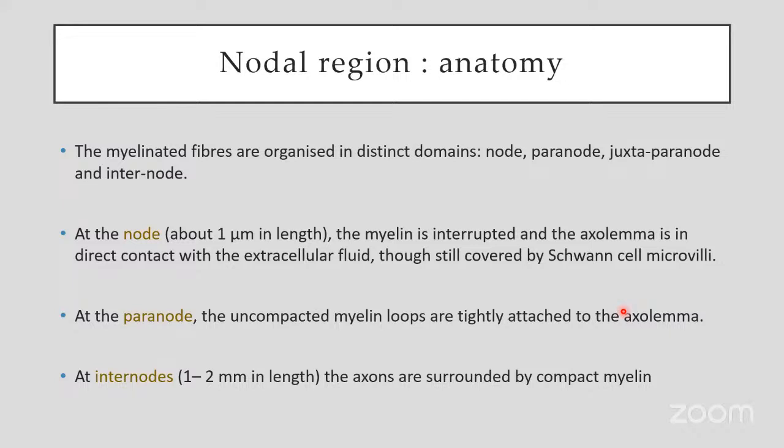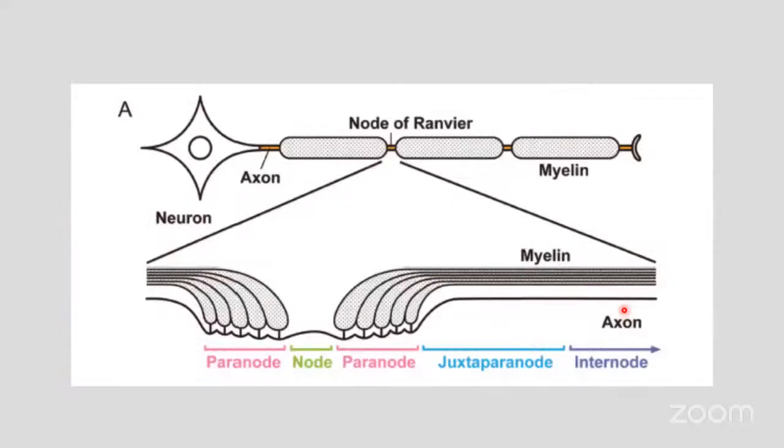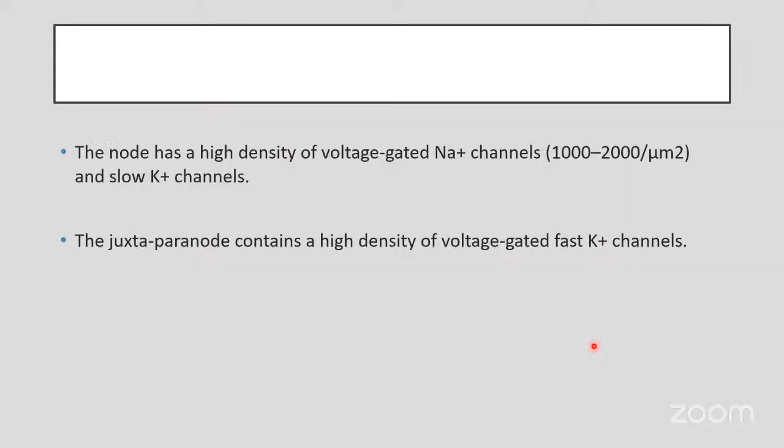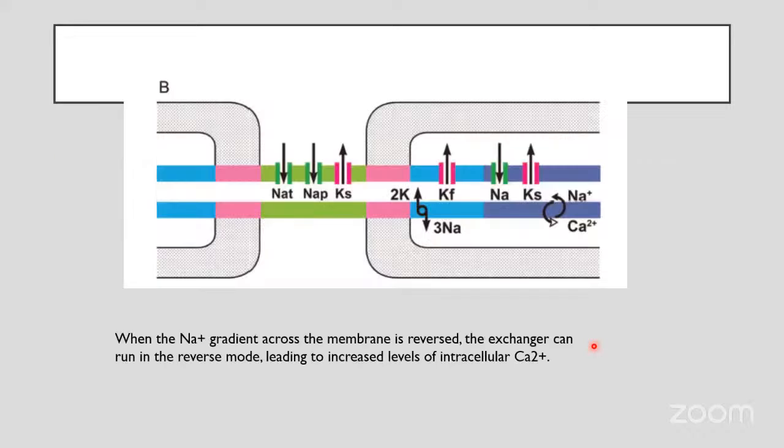paranode. The uncompacted myelin loops are tightly attached, and at the internodes, the axons are surrounded by compact myelin. The centralmost part is the node, surrounded by paranodes, and as we can see, the areas covered by myelin are juxtanode and internode. The node has a high density of voltage-gated sodium channels and slow potassium channels, while the juxtaparanode has a high density of voltage-gated fast potassium channels. When the sodium gradient across the membrane is reversed, the exchanger can run in reverse mode, leading to increased intracellular calcium.